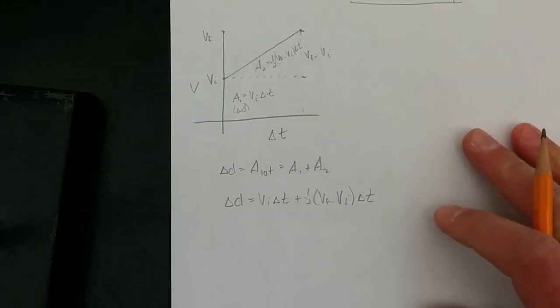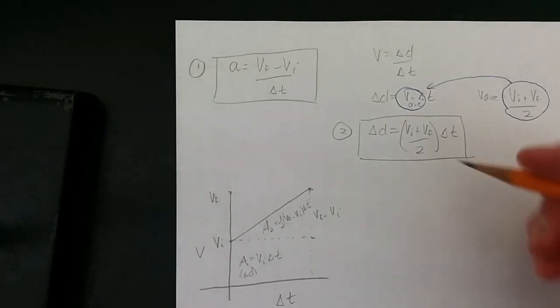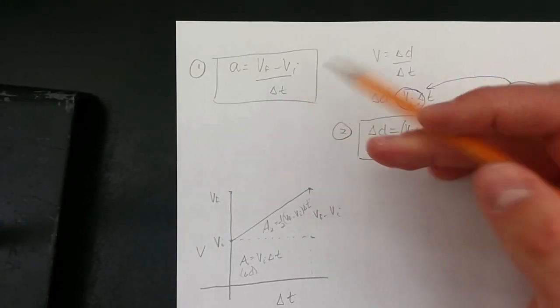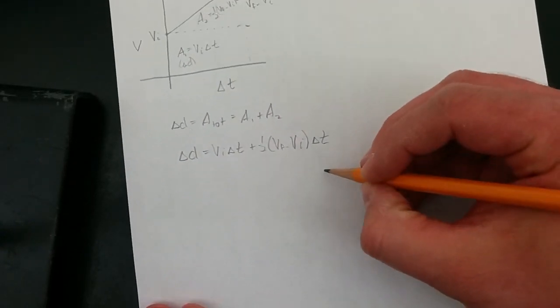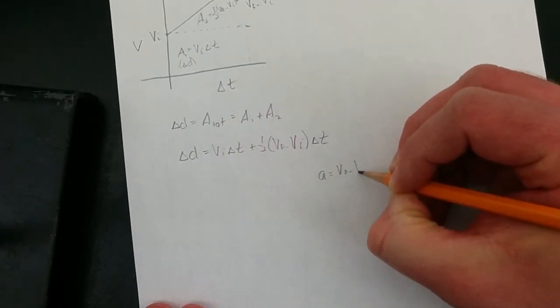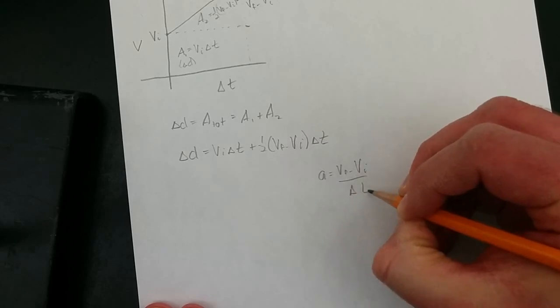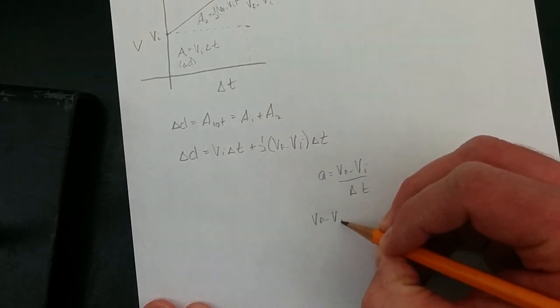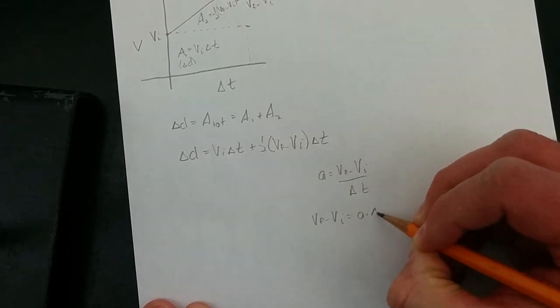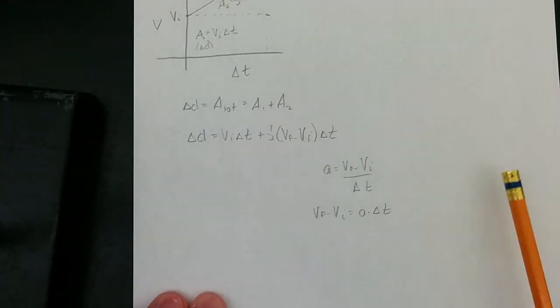I'm going to go back to the original acceleration equation I was telling you before, and I said this might actually prove to be kind of useful. So I'm going to restate it over here as acceleration is Vf minus Vi divided by delta t. I'm going to rearrange it now, this time for Vf minus Vi. Vf minus Vi is a times delta t, okay?